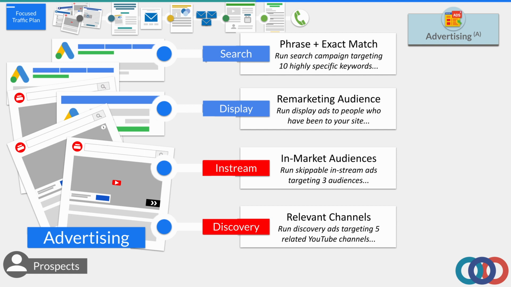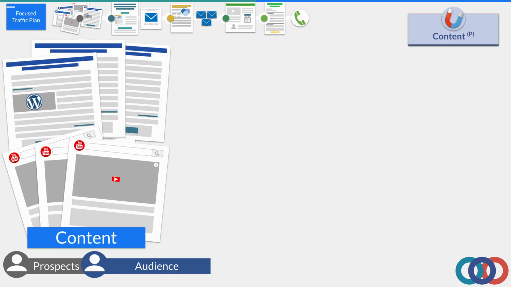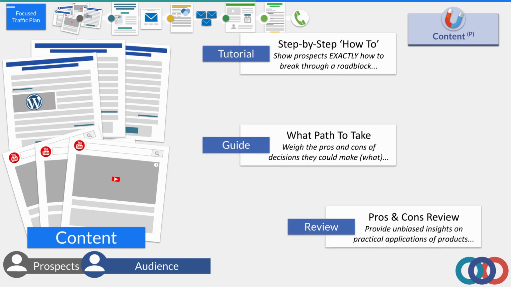The other traffic strategy you can use is content marketing. This is the organic route, and depending upon how you approach content marketing, it can take months or years. When doing content marketing, you can either make YouTube videos, write blog posts, or create a podcast. All of these content mediums work, but only choose one to start with because you need to invest a lot of time and energy in order to see results. When creating content, you can either make a tutorial, guide, or review.